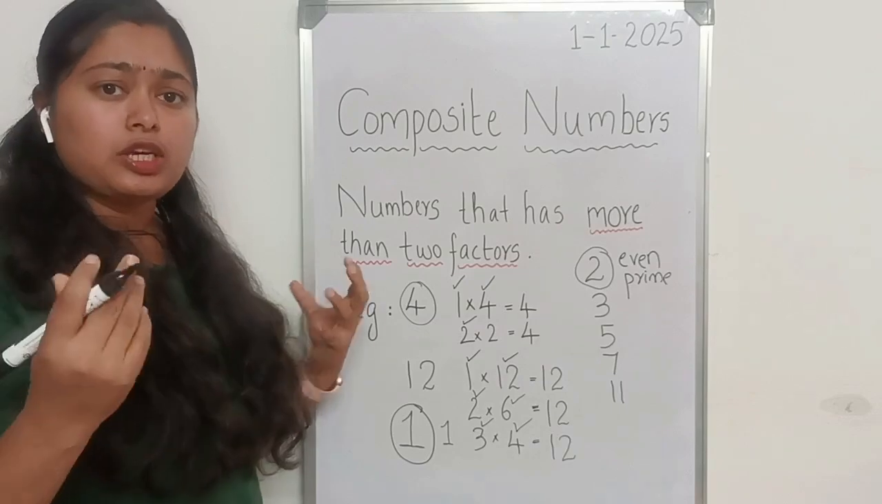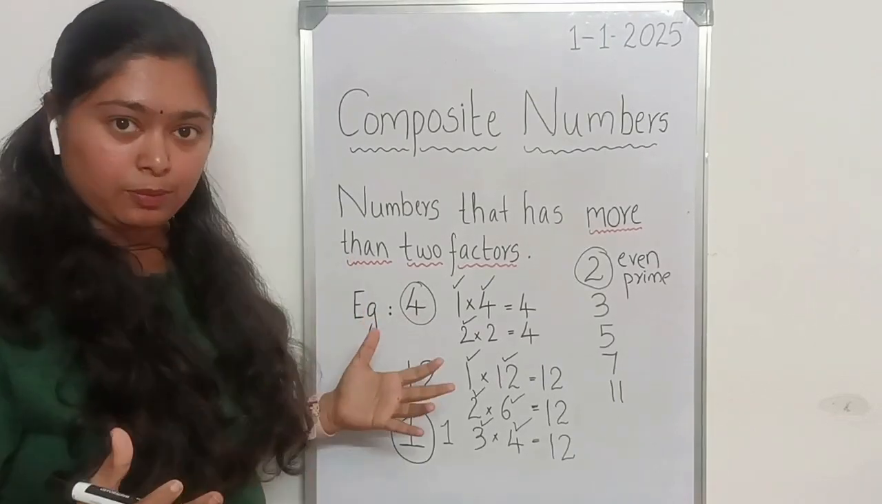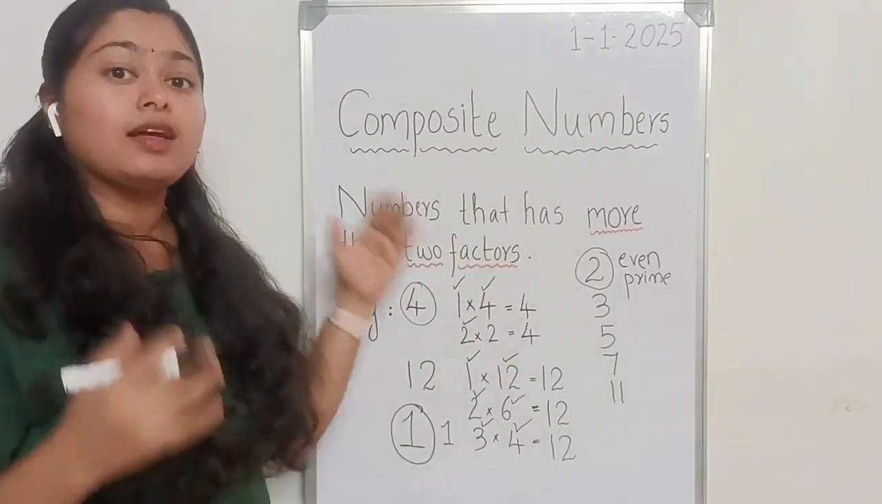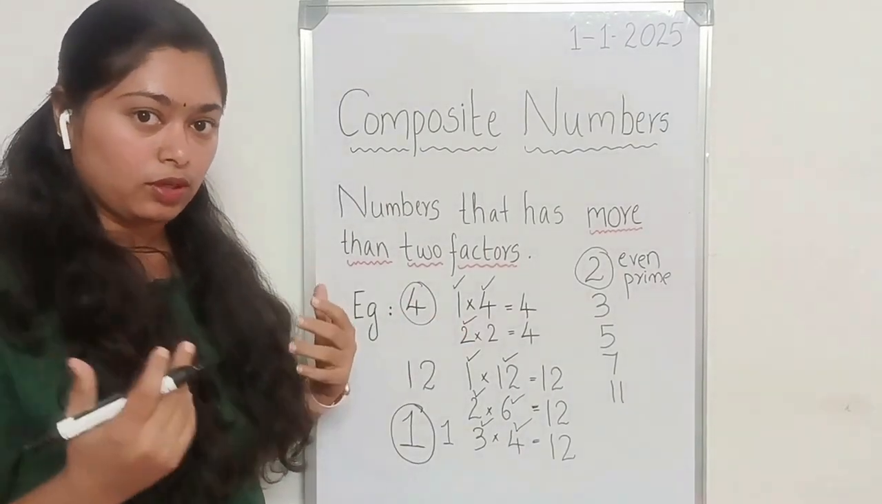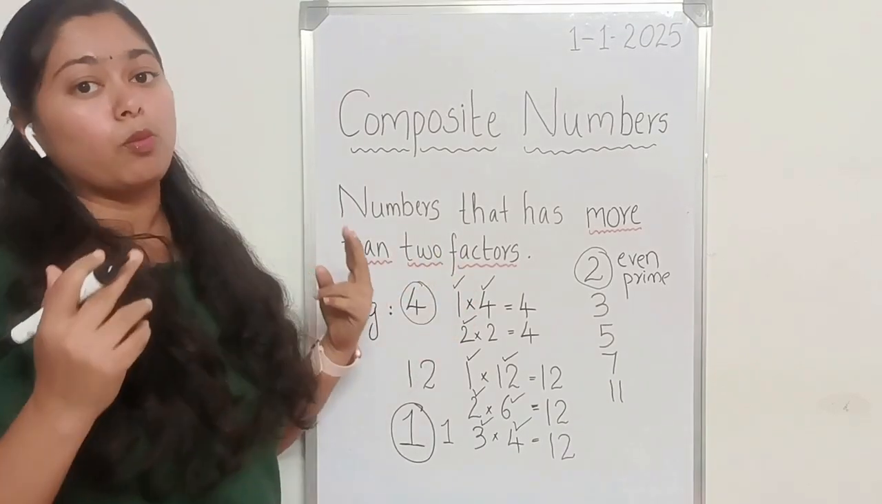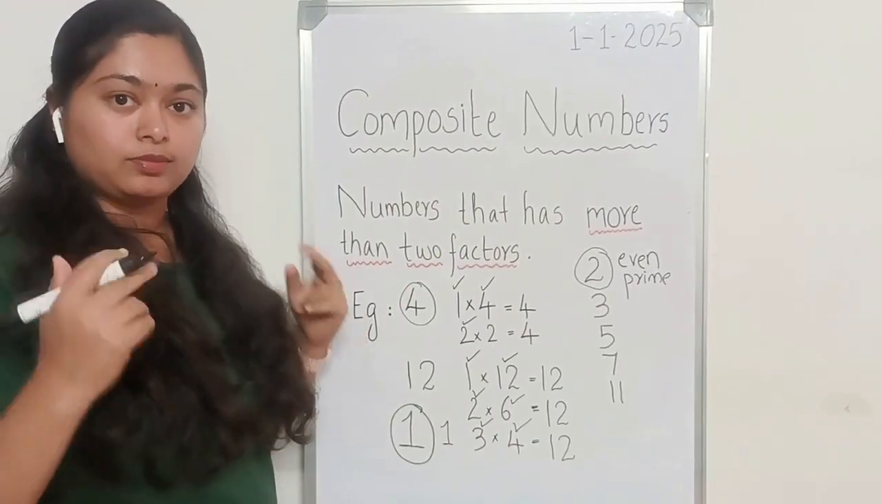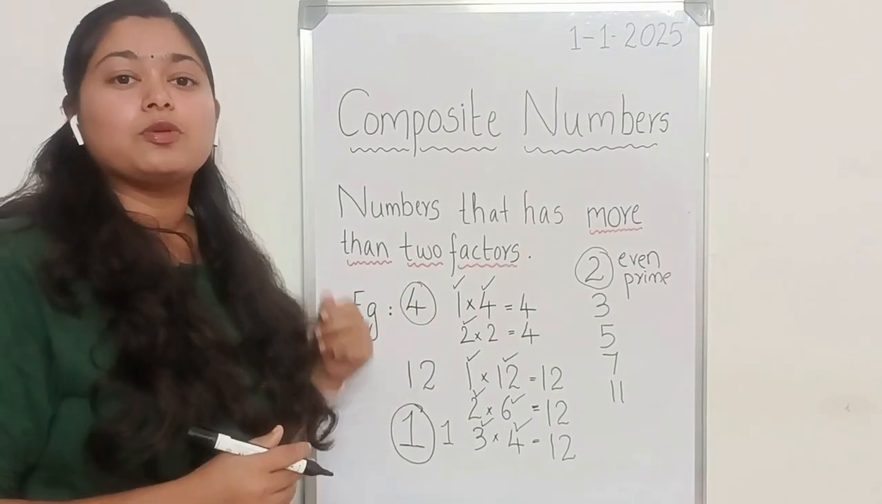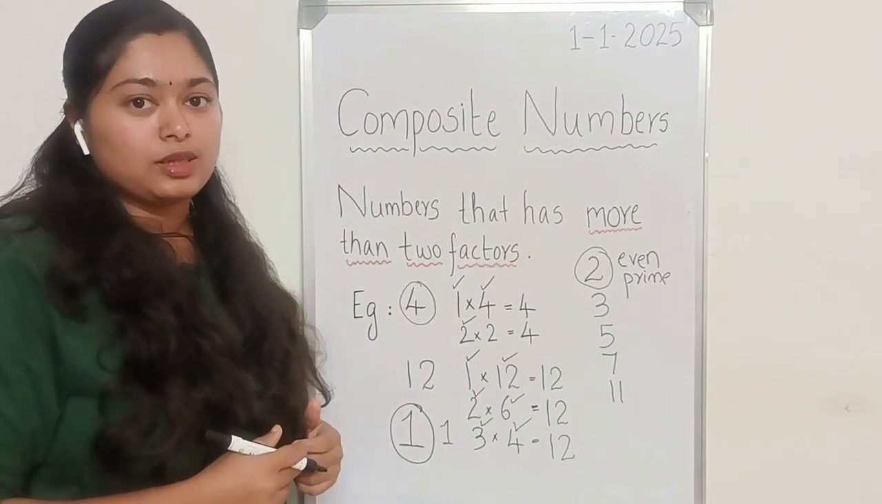Okay. So, just give it a try. Go through the multiplication table. Try to find the other prime numbers. Okay. And composite numbers, once again, numbers that have more than 2 factors. Okay. So, I hope the concept of prime numbers and composite numbers are clear.